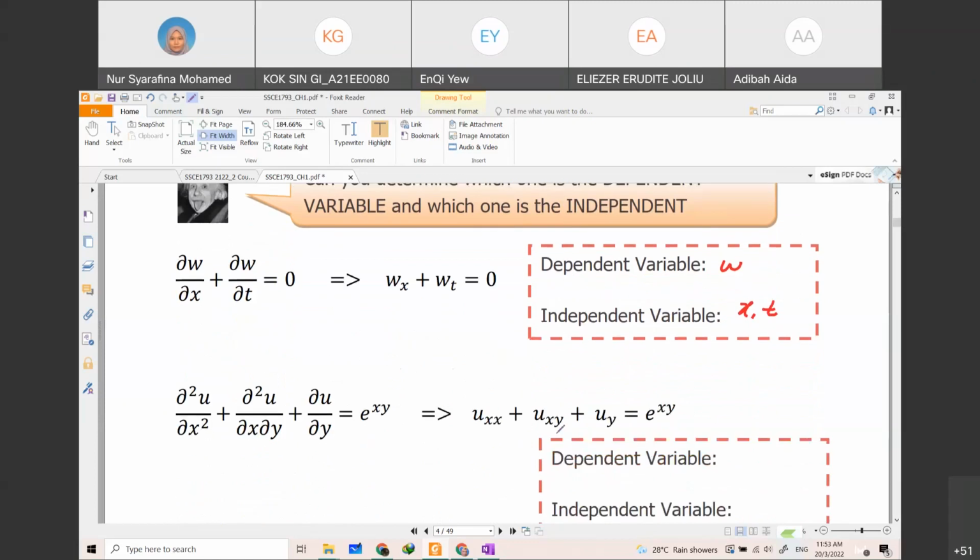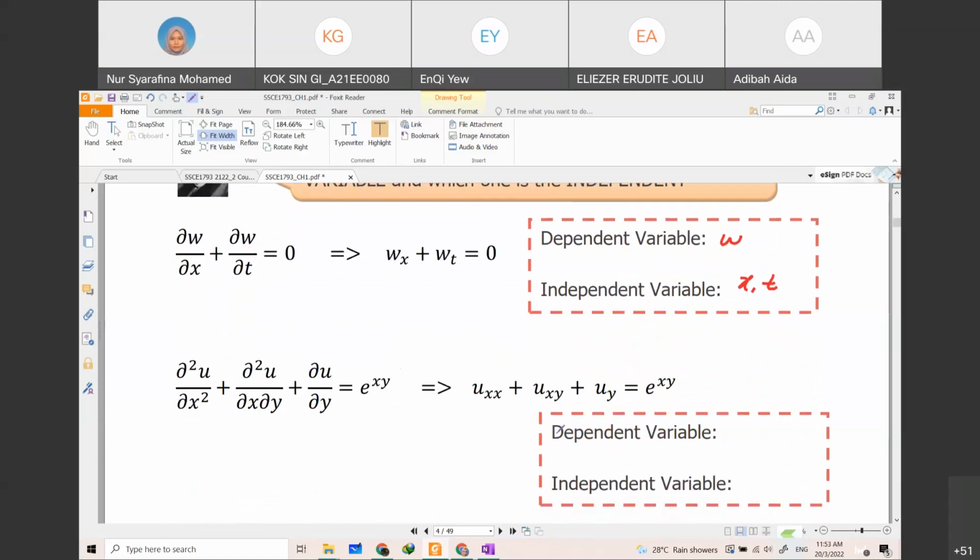And then this one, anyone want to try? Dependent u, independent x and y. Okay. Same, right? It's just a three coefficient there, same as the previous one. We have u, x and y, which yields a PDE also. Okay. So these are the basic terminologies that you need to understand.